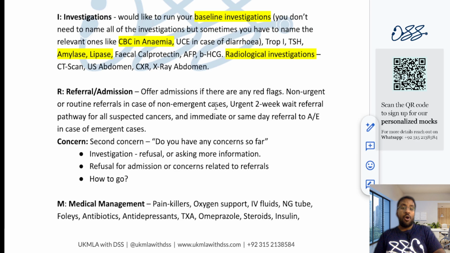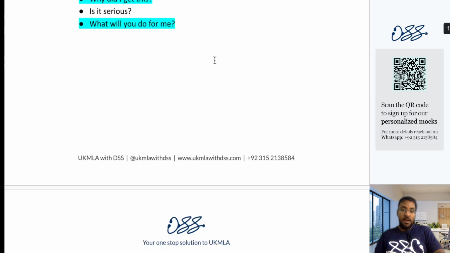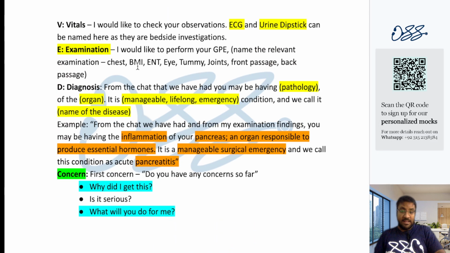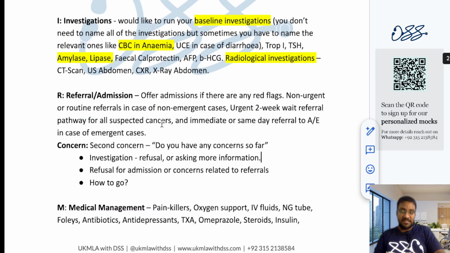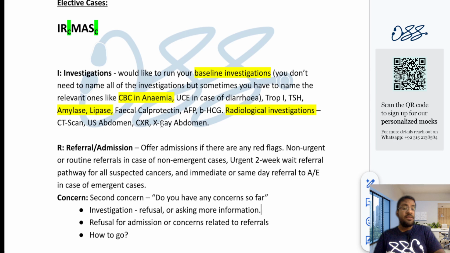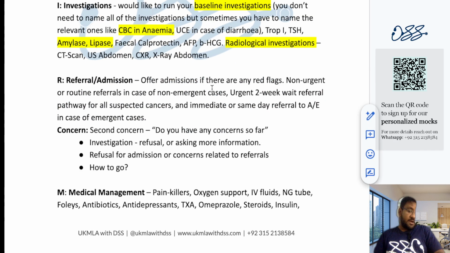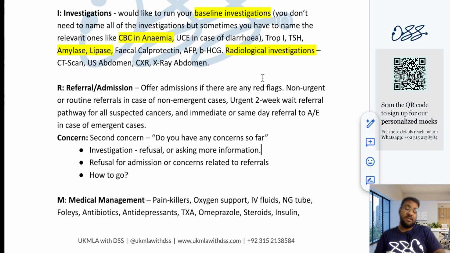Or if the vitals that you did in the VED protocol show the patient is vitally unstable, or if the ECG is showing something nasty, then you may want to admit the patient. But if not admission, then the UK healthcare system works heavily on referrals. You have to refer the patient somewhere, and the referrals can be of different types.